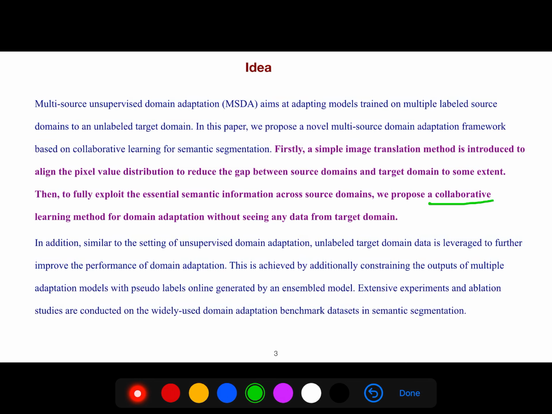In addition, similar to the setting of unsupervised domain adaptation, unlabeled target data is leveraged to further improve the performance of domain adaptation. This is achieved by additionally constraining the outputs of multiple adaptation models with pseudo labels generated online by an ensembled model.